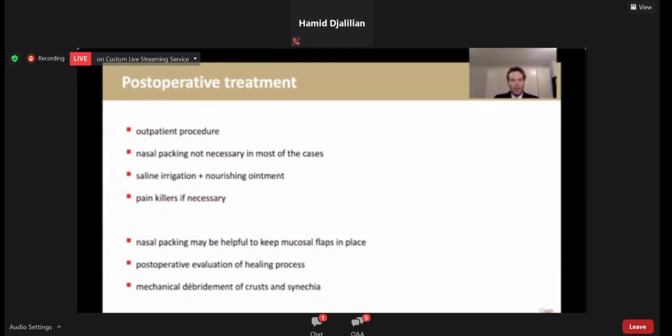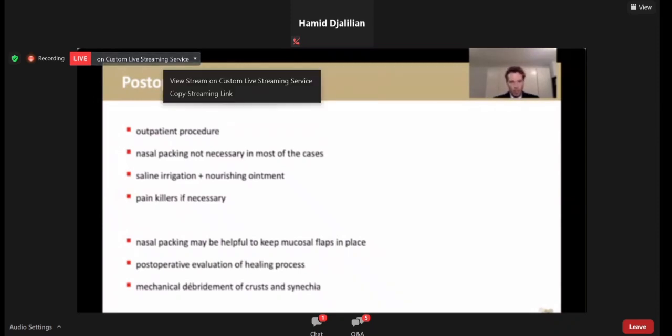If you are going for more invasive procedures, then nasal packing could be helpful to hold especially mucosal flaps in place. And what is really important for the long-term outcome is postoperative evaluation of the healing process, and if it is necessary, mechanical debridement of crusts and also of synechia.